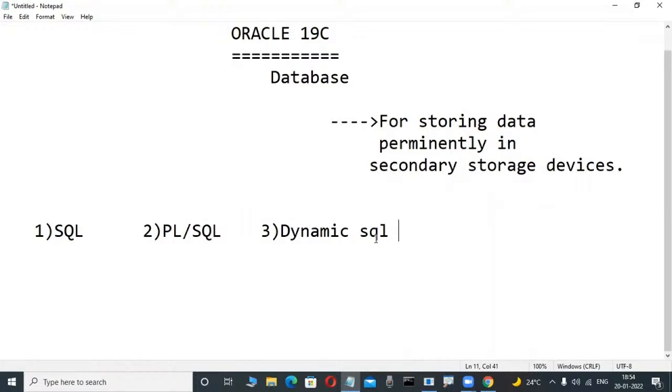SQL is a common one. But syntaxes are different and also functions are different. Already I'm telling you.